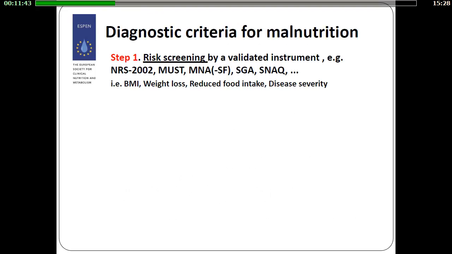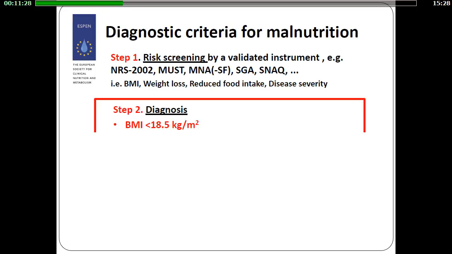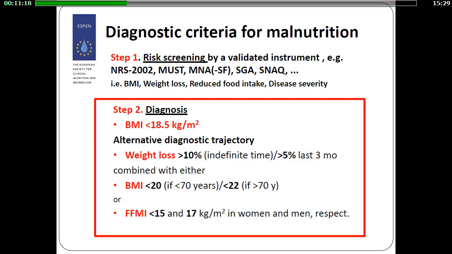So they use these criteria, and they suggest a decision tree for the diagnosis of malnutrition. So the new official definition of malnutrition: there should be a risk of malnutrition associated with either a BMI below 18.5, or 21 if patients are older than 70, or a weight loss of at least 10% combined with either a BMI below 20 or a fat-free mass index below 15 or 17 according to the sex.